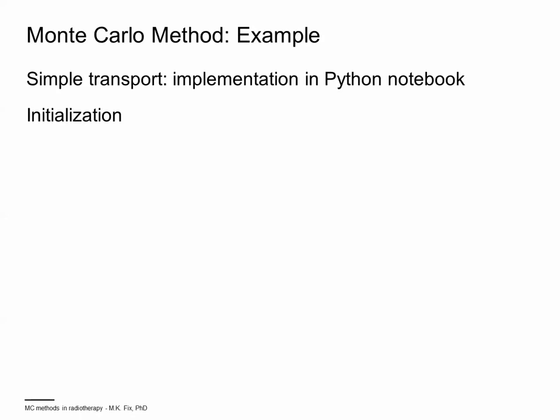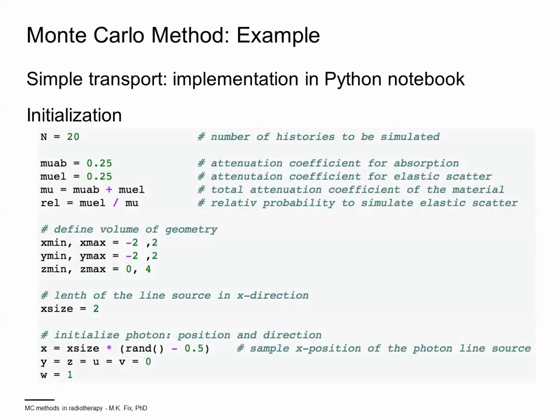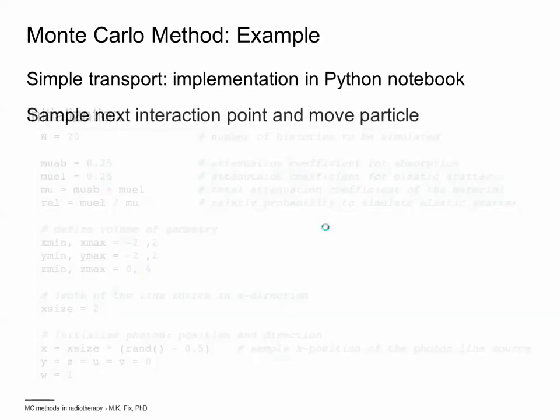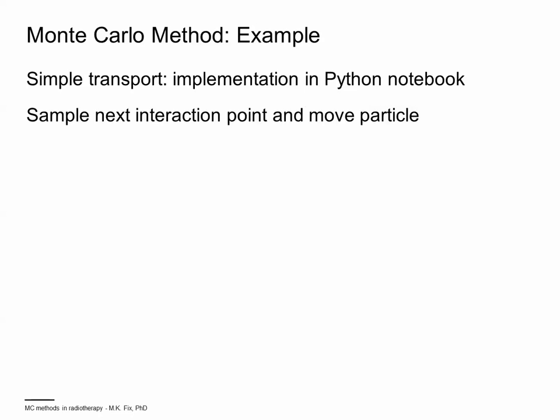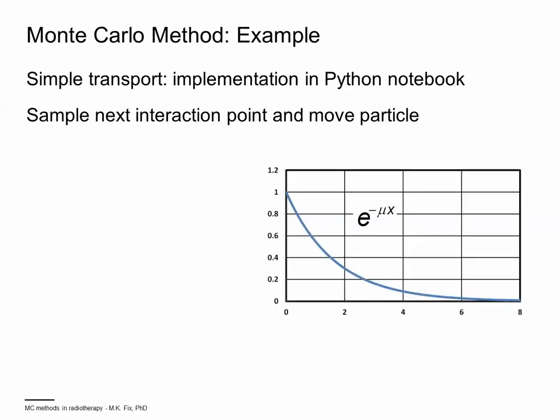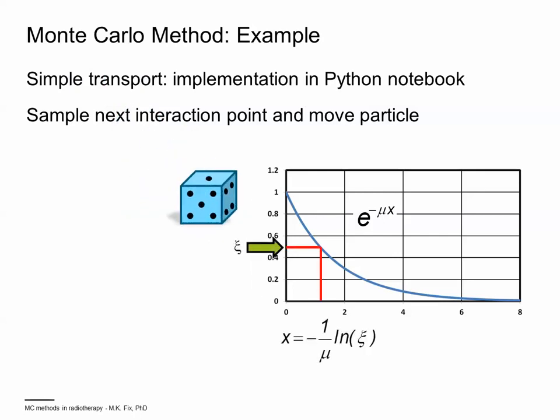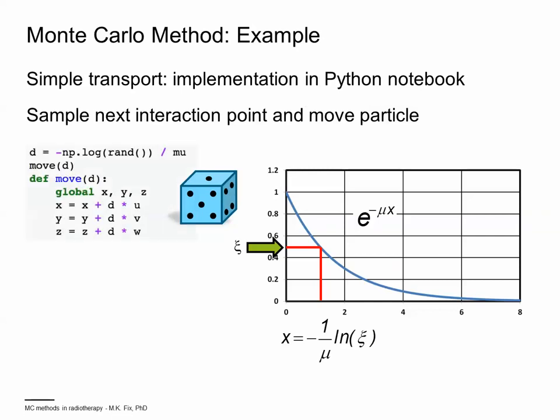First, some initialization has to be performed. This starts with a number of histories with a relative absorption attenuation coefficient and elastic scattering attenuation coefficient. We need to define the geometry and the source of the starting photons. Second, the distance to the next interaction is sampled using the Beer-Lambert law with a previously defined attenuation coefficient. In this case, the random number generator samples a random number uniformly between 0 and 1, and then the inverse function determines the distance to the next interaction. This distance is applied to the particle track.